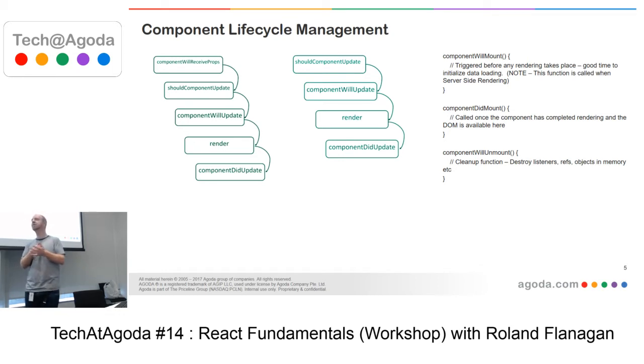And the final one is component will unmount. So this is what happens when you want to detangle your component. Maybe you've set up some event listeners. Maybe you've got something that, for whatever reason, you put on some scope. Maybe you've even changed the Redux store or something like that. What you can use is this unmount to do your cleanup process. Destroy your listeners, references, anything you might have in memory. This gives you an opportunity to do a clean cleanup at the end of that process.